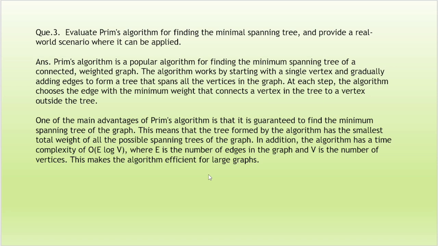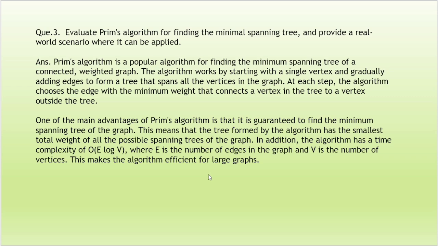The answer is: Prim's algorithm is a popular algorithm for finding the minimum spanning tree of a connected weighted graph. The algorithm works by starting with a single vertex and gradually adding edges to form a tree that spans all the vertices in the graph. At each step, the algorithm chooses the edge with the minimum weight that connects a vertex in the tree to a vertex outside the tree.